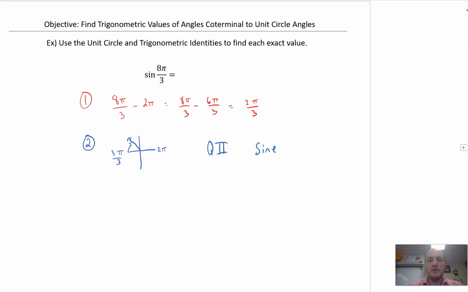Lost my place. Here, sine is positive. Now, another cool way that you can figure this out too, other than knowing that sine is your y values, is this little acronym.